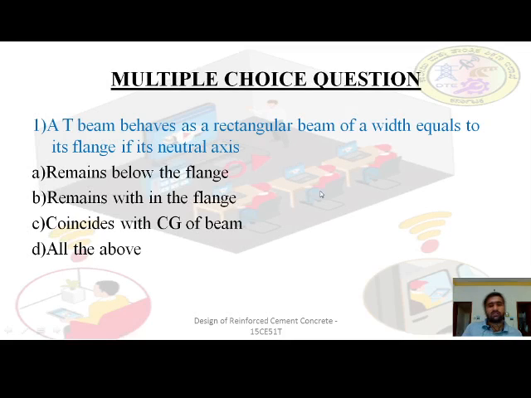Multiple choice question, first one: a T-beam behaves as a rectangular beam of width equal to its flange, that is the BF, if the neutral axis... I think you all know the answer. When the neutral axis remains within the flange, then the T-beam behaves as a rectangular beam. I have told you many times this one, so this will be a simple question.